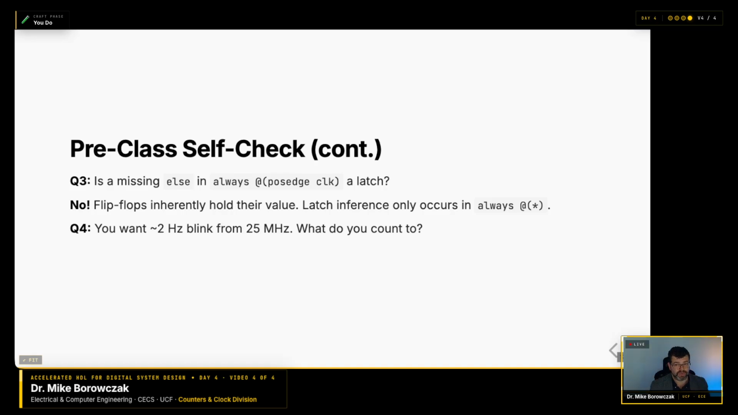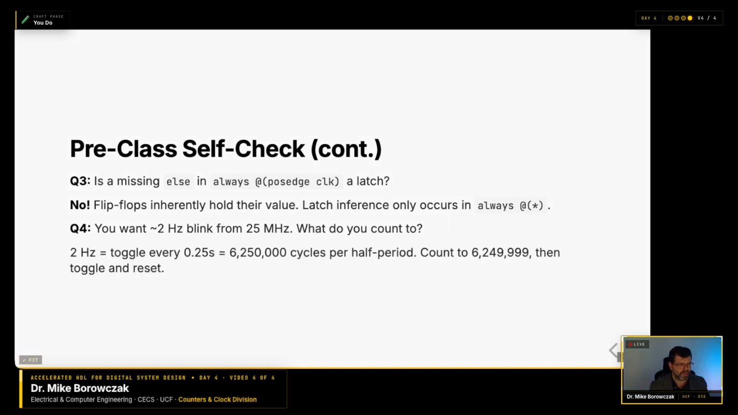All right, the last one, which takes a little bit of math. So 2 hertz toggle means that you're toggling every 0.25 seconds, every quarter of a second. So that is essentially 6,250,000 cycles per half period, which means you've got to count to one less than that, 6,249,999, and then toggle and reset. So that's your count, that's your target.